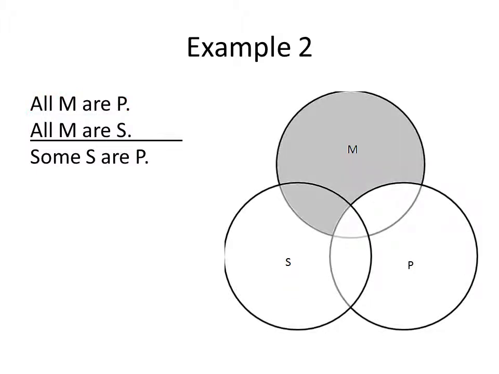All right, here's what you should have come up with. You shade sections 1 and 2 of the M circle. All M are P. That means that nothing that's an M is not a P, so we shade any part of the M circle that doesn't overlap the P circle.